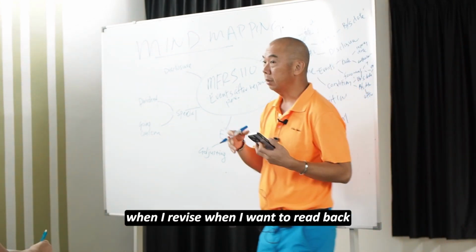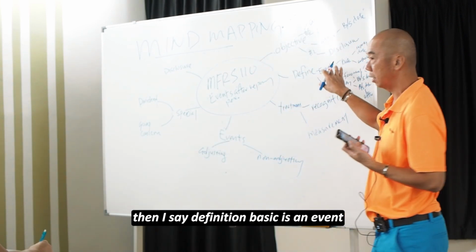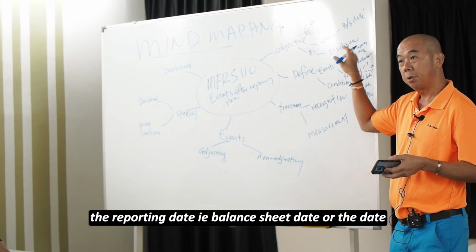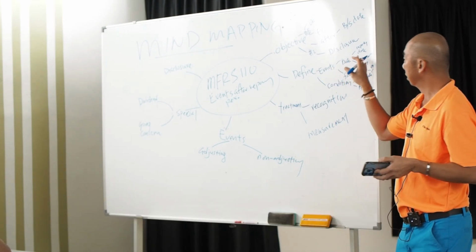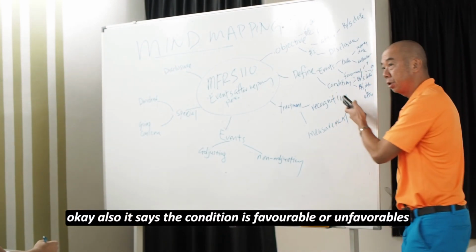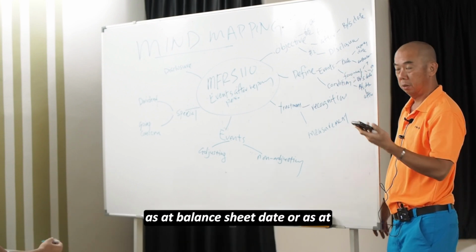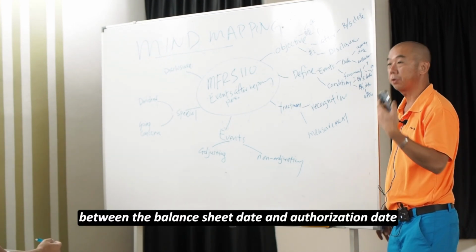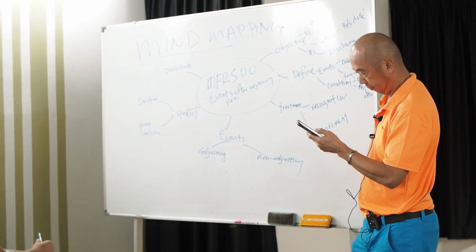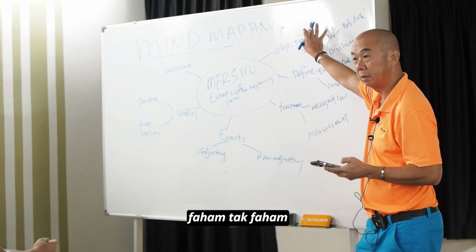So when I revise, when I want to read back, then I say definition basically is an event. It can be important event. It can be date after, between the reporting date, i.e. balance sheet date, and the date of authorization. Okay? Also, it says the condition is favorable or unfavorable as at balance sheet date or as between the balance sheet date and authorization date. 清楚吗? 明白? Then, of course, clear or not? 发现的? 发现?